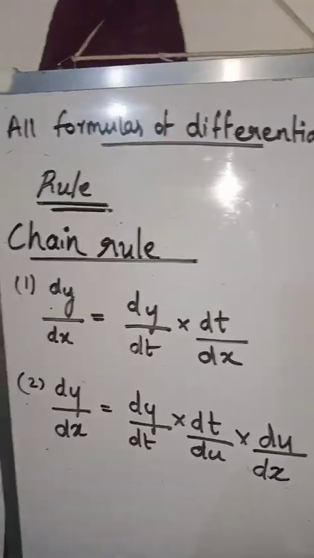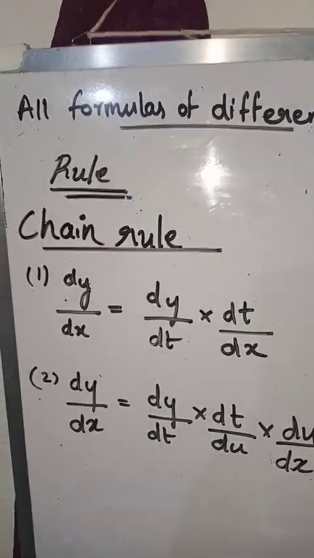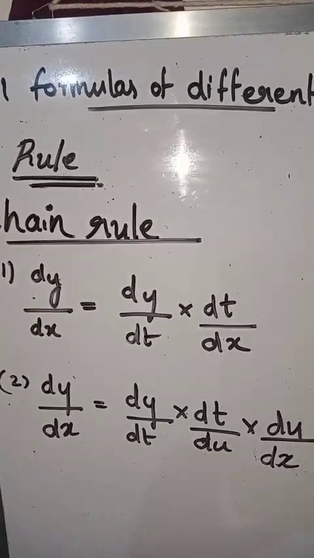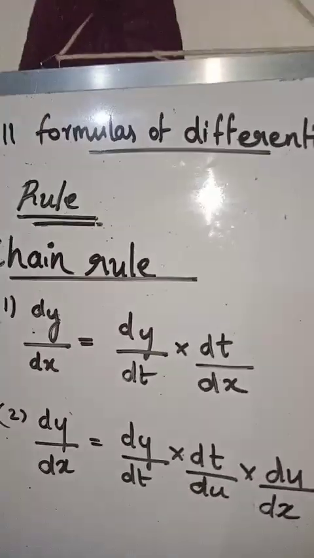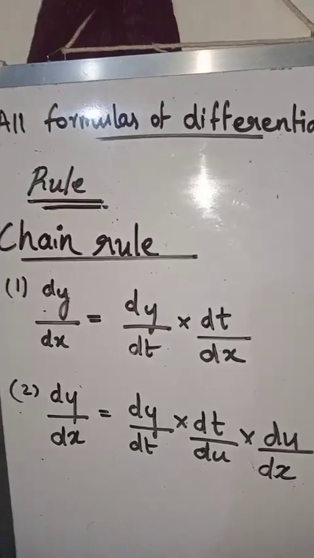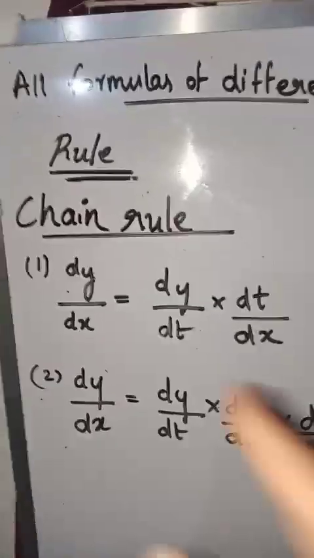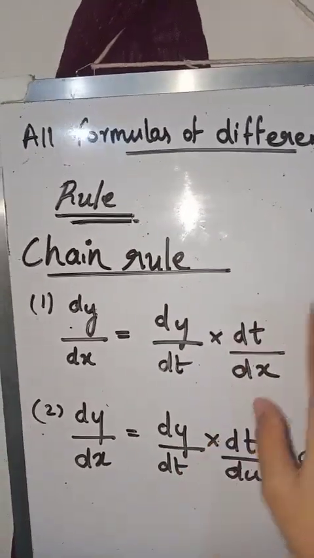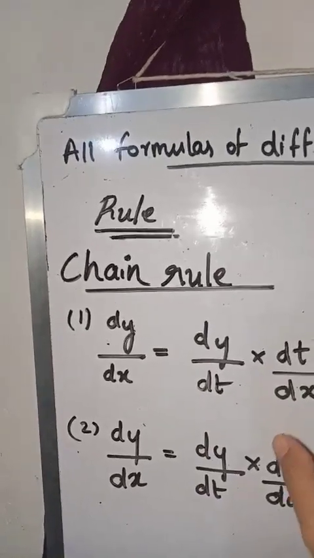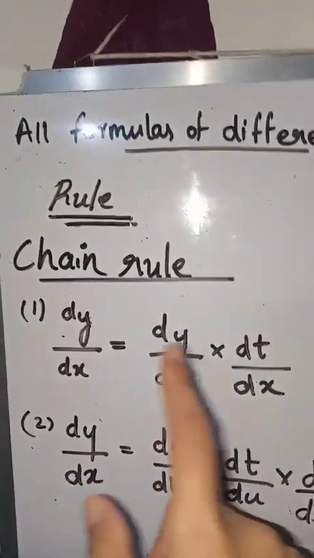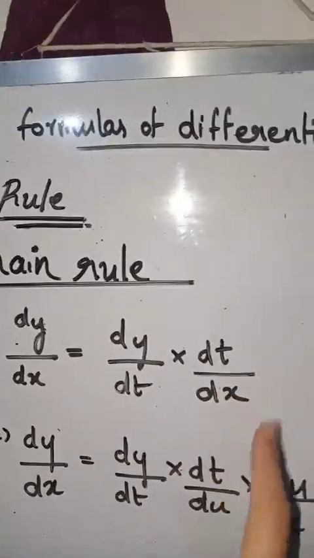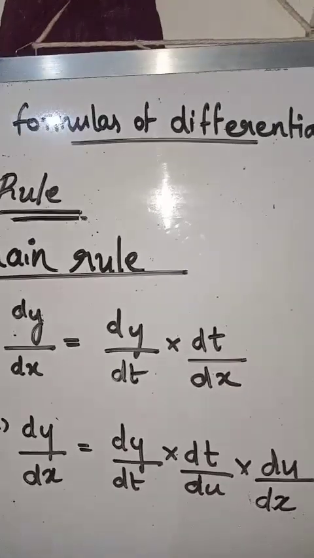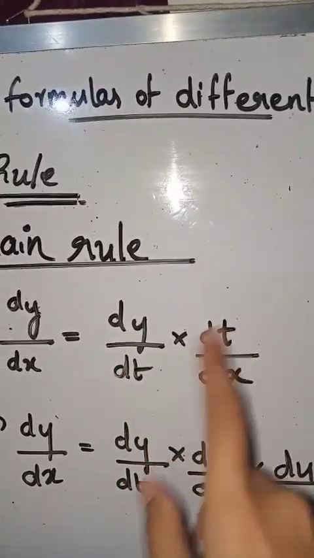Next is chain rule. Here dy by dx is equal to dy by dt into dt by dx. Here dy by dx is just converted like this by multiplying and dividing by dt. If you are multiplying and dividing with dt, it surely cancels out. That means it is the same as dy by dx. So dy by dx can be written as dy by dt into dt by dx. So it is written in terms of dt.